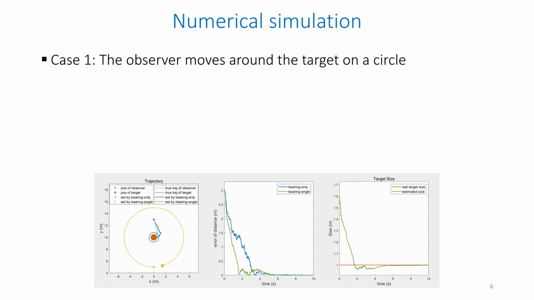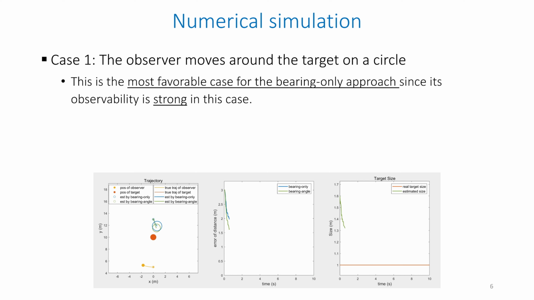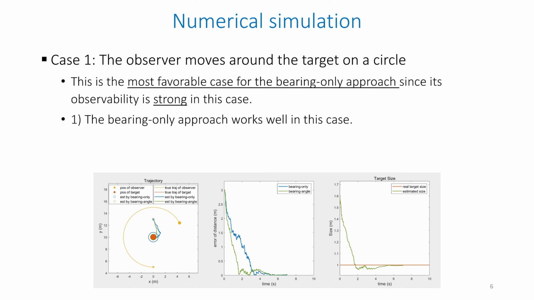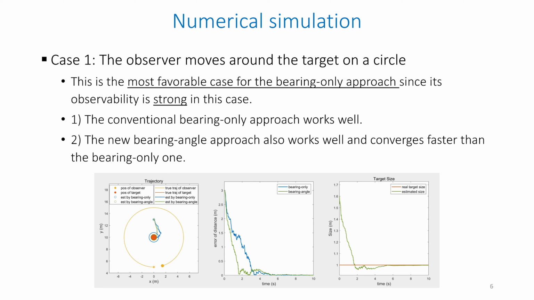First, numerical simulation. In case 1, the observer moves around the target on a circle. This is the most favorable case for the bearing-only approach since its observability is strong in this case. The conventional bearing-only approach works well in this case. The bearing angle approach also works well and converges faster than the bearing-only one.